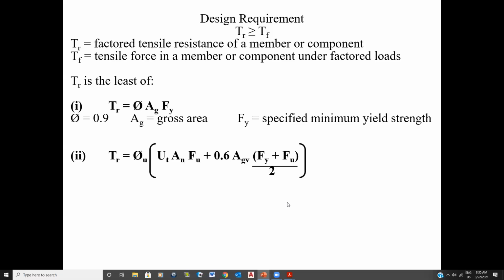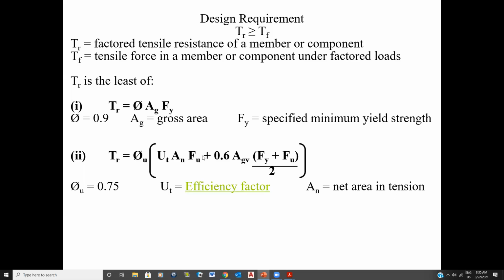So that's the utility. Okay, AN is now, we'll talk about this today. AN is the net area. In other words, it's the area where you might have a perforation, a hole. So AN is the net area in tension.